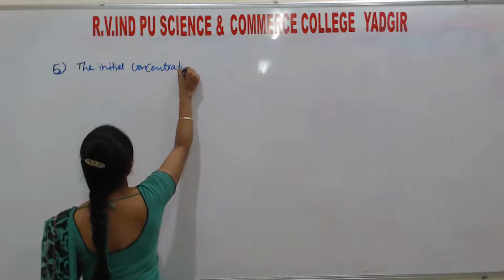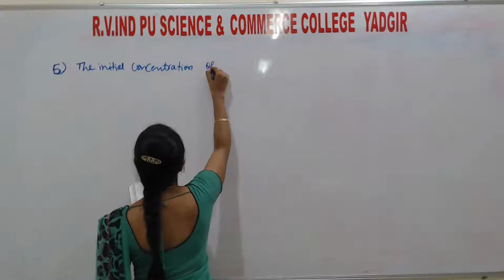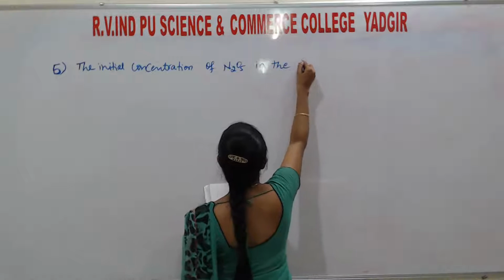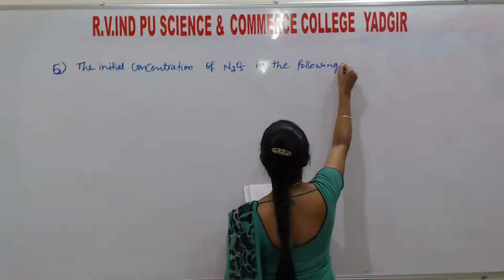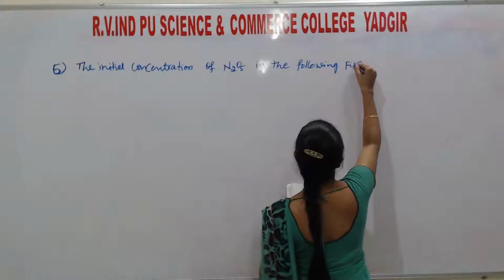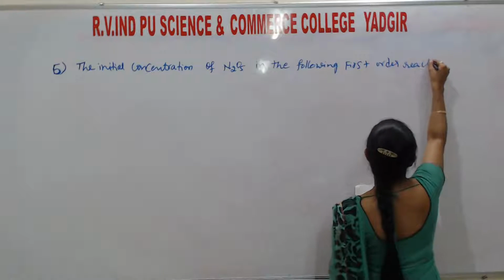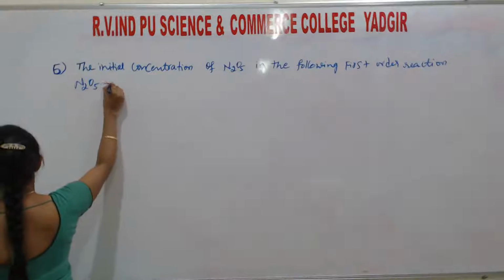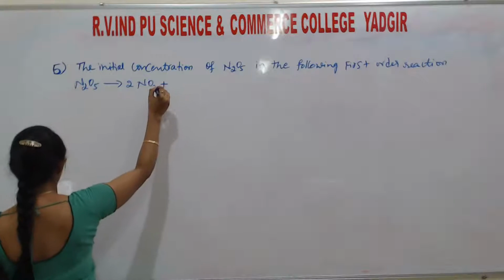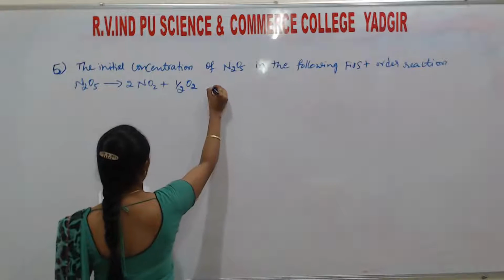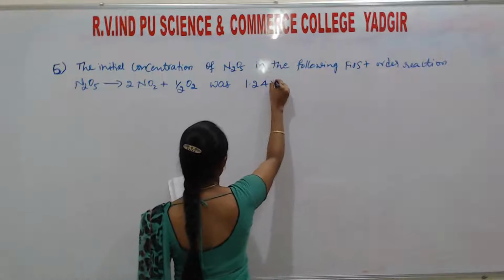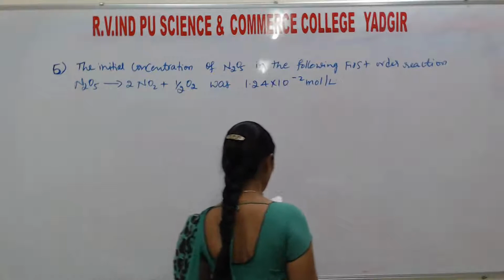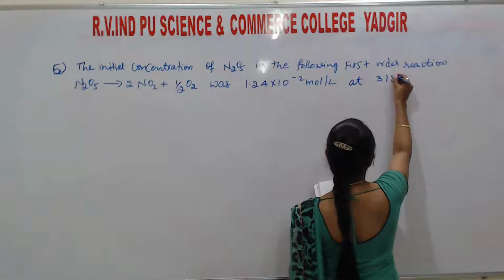The initial concentration of N2O5 in the following first order reaction, N2O5 changes to 2NO2 plus O2, was 1.24 into 10 to the power of minus 2 mole per meter, at 318 Kelvin.